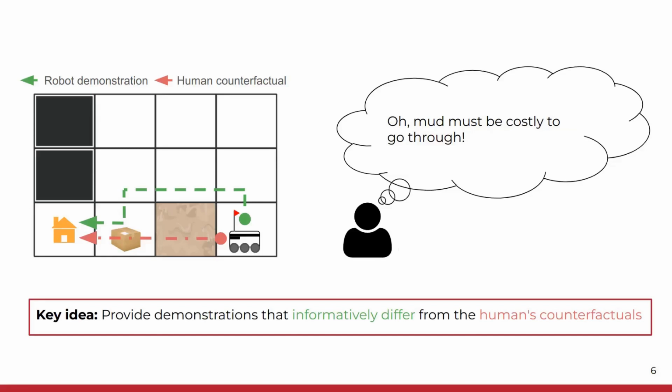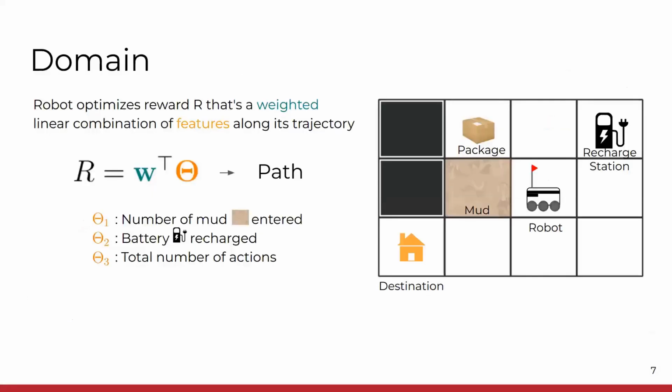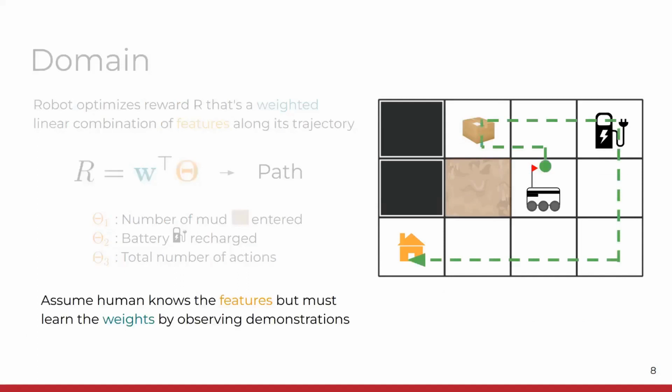With this intuition in mind, let's now dive into how a robot can represent its decision-making. Imagine that the robot's behavior is driven by a reward function R that's a weighted linear combination of features along its trajectory, which here includes the number of mud squares entered, whether it recharges battery, and the total number of actions taken. We also assume that the human learner knows the features but needs to learn the robot's reward weights by observing demonstrations, like the one shown to the right.